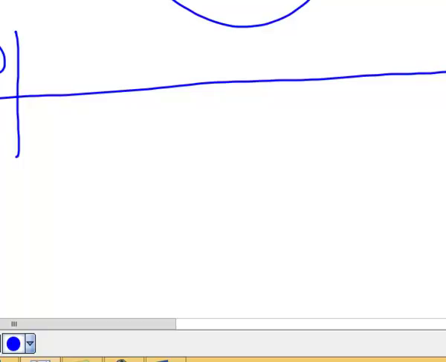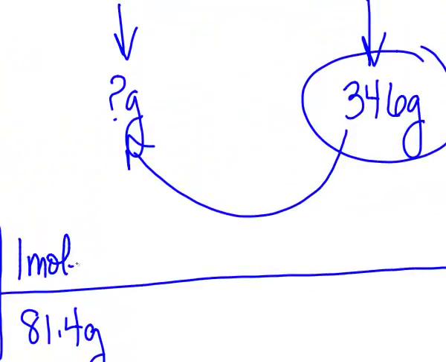So let's convert that to moles. Finding the molar mass of zinc, 65.4. Make sure you're rounding that correctly. And oxygen. I got 81.4 grams. Where am I going to stick 81.4 grams? On the bottom. Good job. And what is that equal to? What is molar mass? How many moles should I put on the top? Good, it's 1 mole. Molar mass is always the mass of 1 mole.